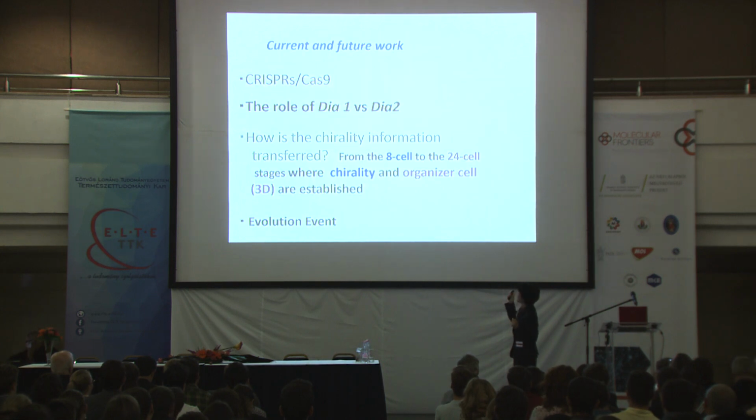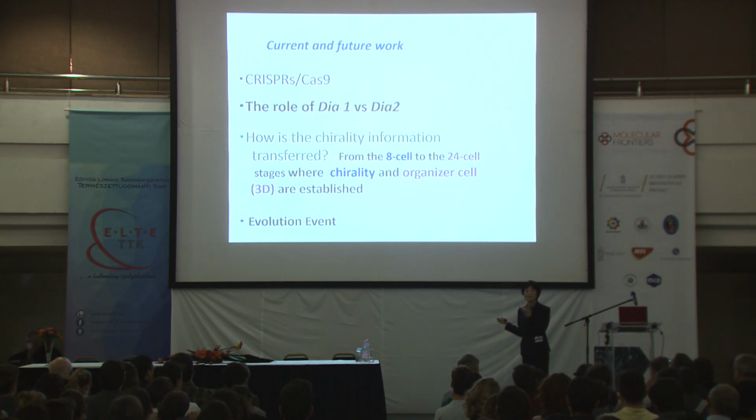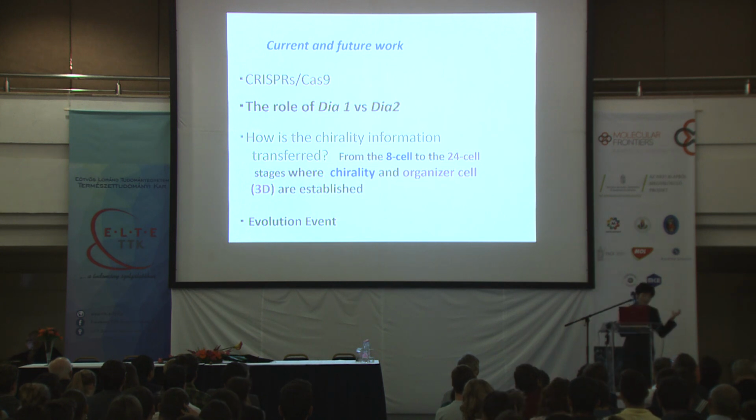And of course, in the future, I've done CRISPR-Cas, so I know that it is the gene. So you have to wait until I submit the paper, start writing. And I want to see the role of the difference, 89.4% homology. What's the difference? What makes the difference? And also there's the evolutionary event, and also how the chirality information is transferred from 8 cell stage to 24 cell stage. At that stage, the organizer cell is established already, so that is fascinating.